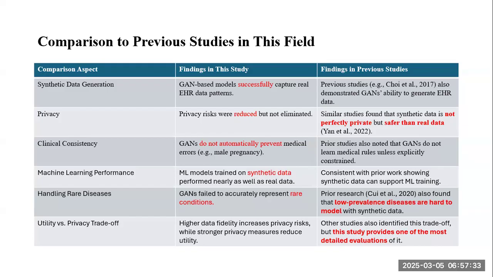Handling rare disease: the GAN failed to accurately represent rare conditions, because it won't present the rare conditions. So maybe we can use some other process to handle this. The earlier study also found that low-prevalence diseases are hard to predict with synthetic data. It won't get sufficient data for these rare conditions. On utility and privacy, here we have more privacy, and we reduced utility also. In other studies, they provide a detailed evaluation, but not completely the measures that reduce both privacy and utility.